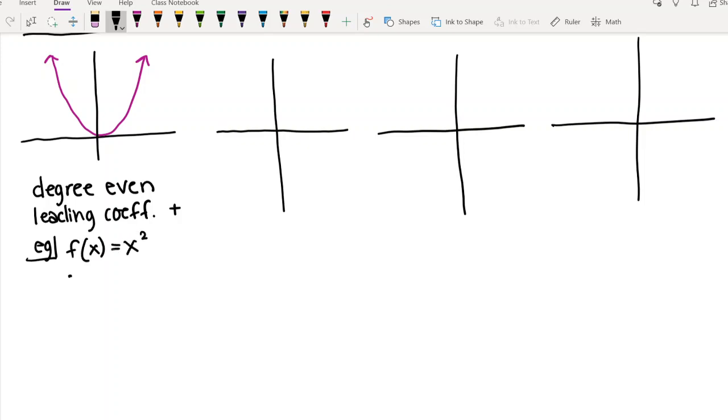But now just to throw in a more complicated example, 2x to the 6th minus 5x cubed plus 7x plus 1 would also have a graph whose general shape would look like the one that's graphed here. And I'll pull the graph of this up in a second. So any polynomial that has an even degree and a positive leading coefficient is going to have a shape like this.